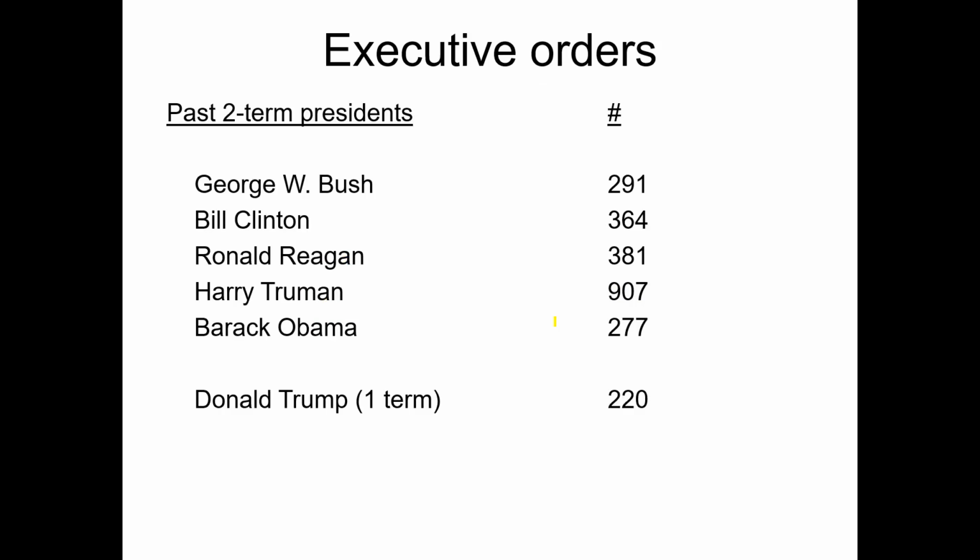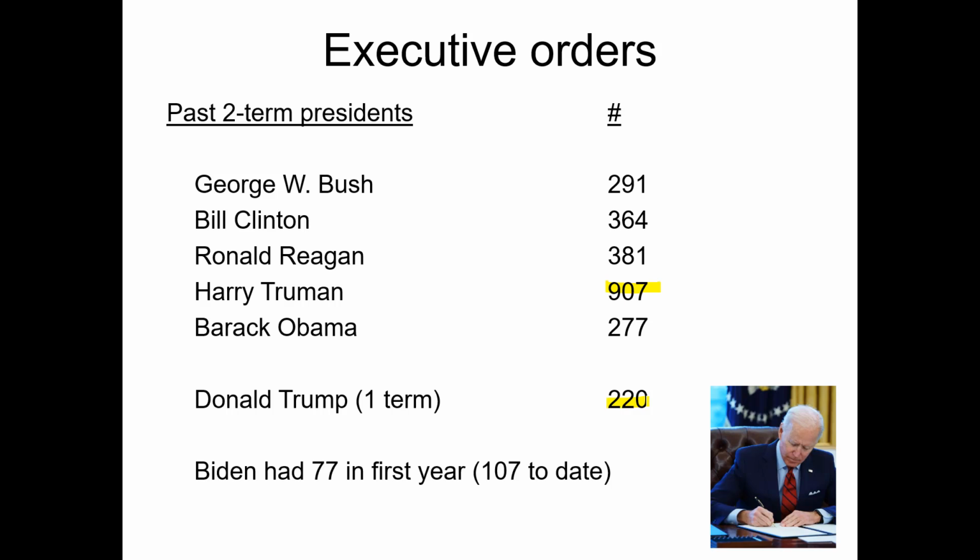As far as the number of executive orders, they peaked with Harry Truman coming out of World War II. He basically restructured the entire executive branch as we were preparing to deal with the Soviet Union. As far as Donald Trump goes, he was on par to have a few more than average throughout his first term, as well as Joe Biden, who had 77 in his first.